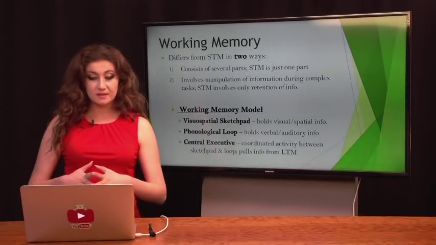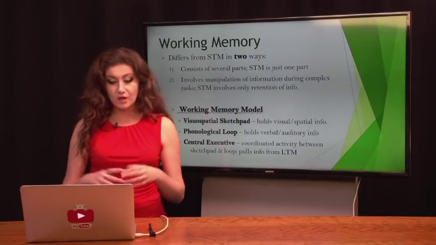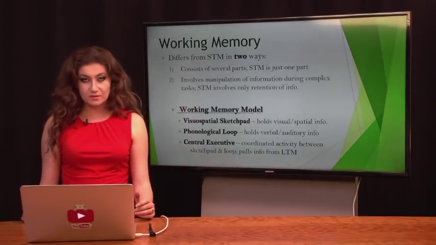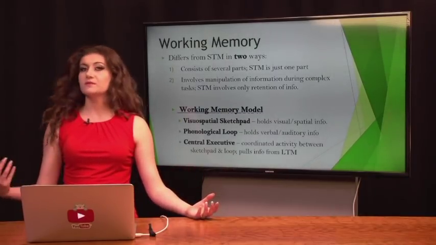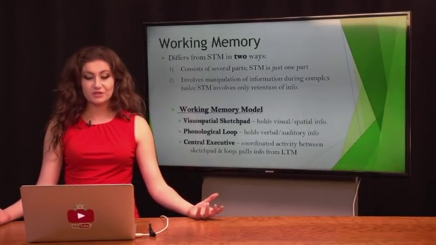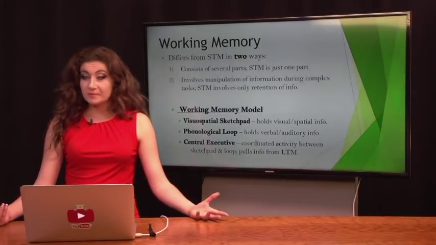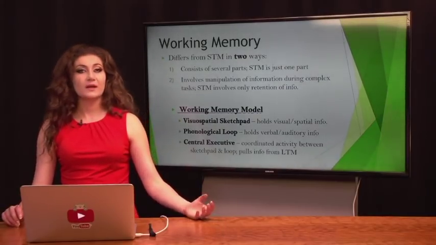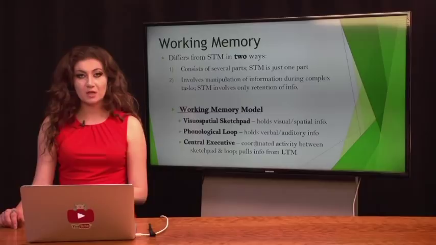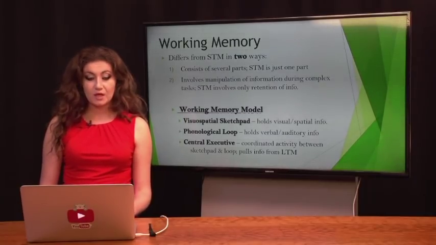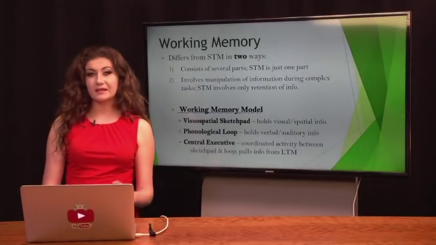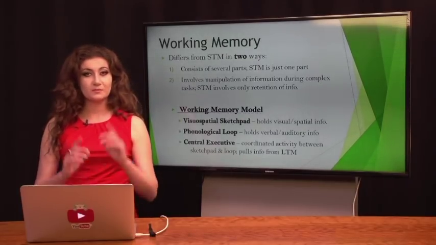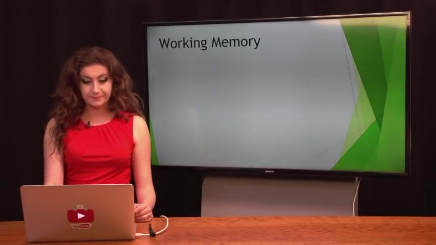And then there was the third part, the central executive, which essentially was the boss. It was the referee that coordinated the activity between the visuospatial sketchpad and the phonological loop. And the other main job of the central executive is to actually retrieve information from long-term memory into working memory. So those are the three main parts of the working memory model. And again, that differs from short-term memory because short-term memory is just one unit.